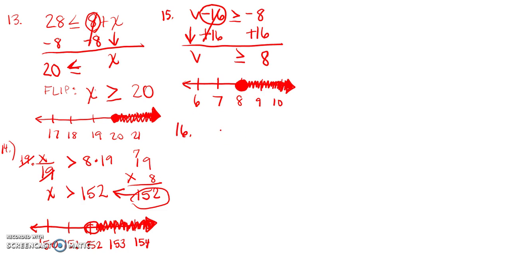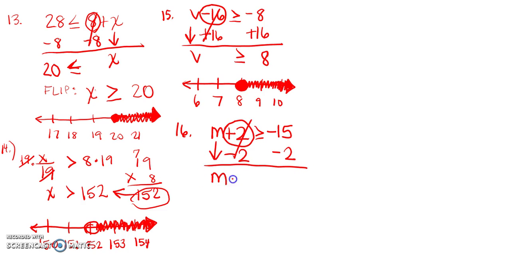All right, number 16. m plus 2 is greater than or equal to negative 15. I'm circling my constant here. Once I circle my constant, I take the inverse. So I'm subtracting 2 on both sides. I'll bring down my m, bring down my sign.